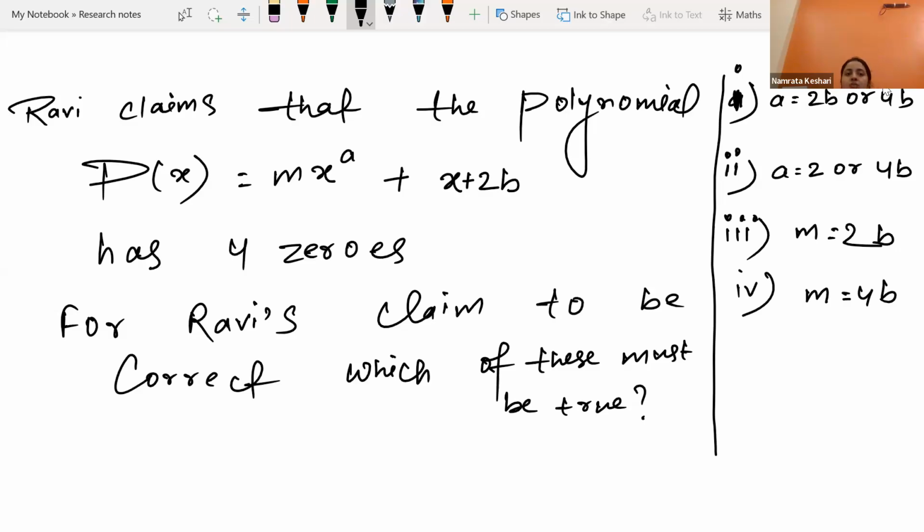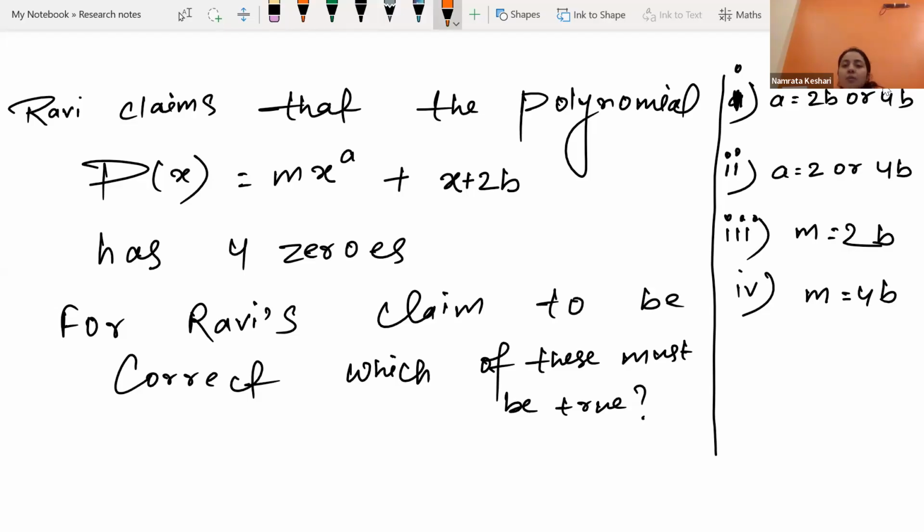Okay. So here it says that Ravi claims that this polynomial, mx to the power a plus x plus 2b, has four zeros. So if it has four zeros, then it must be a degree 4 polynomial, right? Or maybe more than that. The a value can be 4 or bigger than 4, right? For Ravi's claim to be true, which of these must be true? Which options are true? Let's check it. We will eliminate the options.